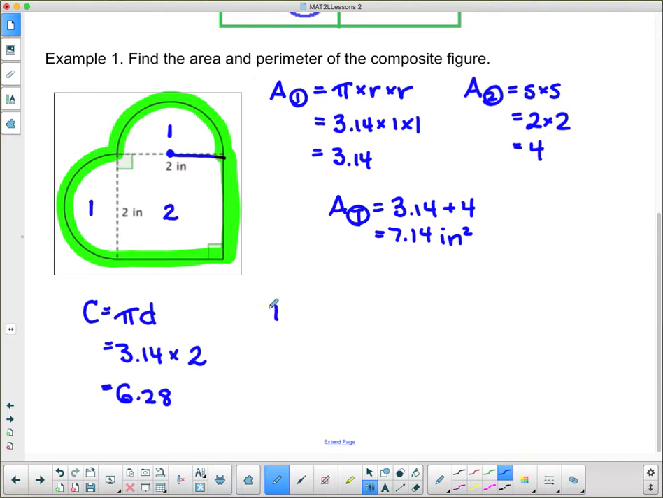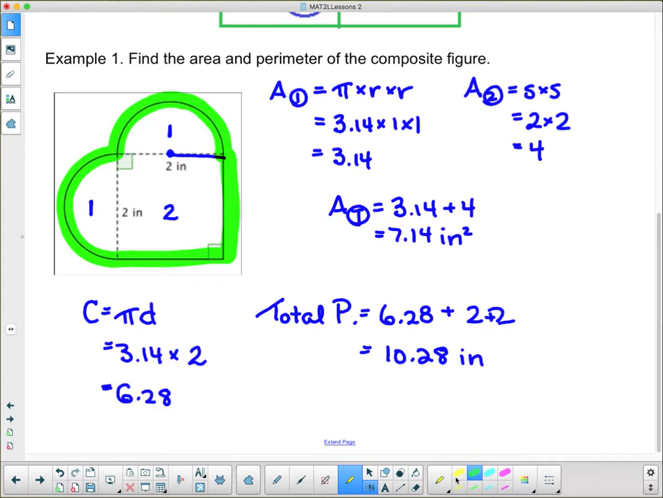So the total perimeter, I'm just going to use a P, equals the 6.28 from the circle, and then we have to add the 2 and the 2. 2 plus 2 gives us 10.28. Now this is perimeter, so it's not an area measurement, we just go all the way around. So that is just plain old inches, not inches squared. So here we've got the total. This is the area, and this is the perimeter.